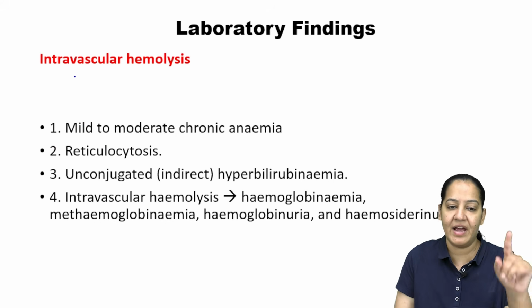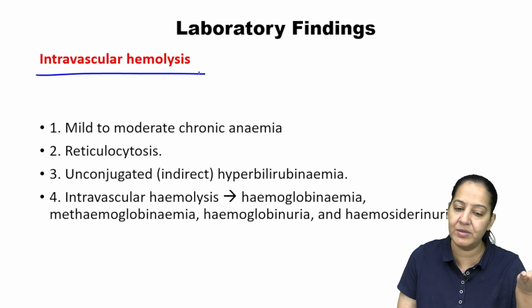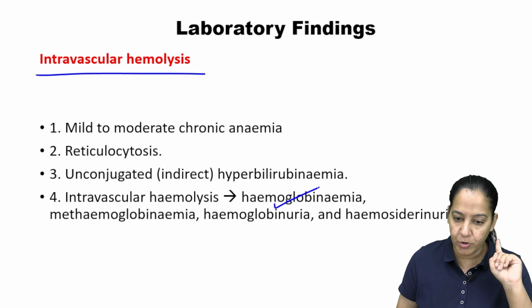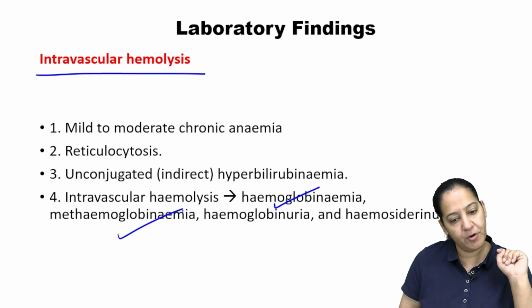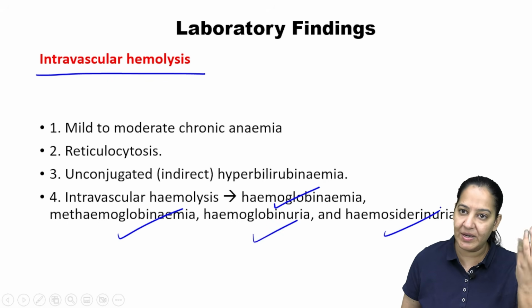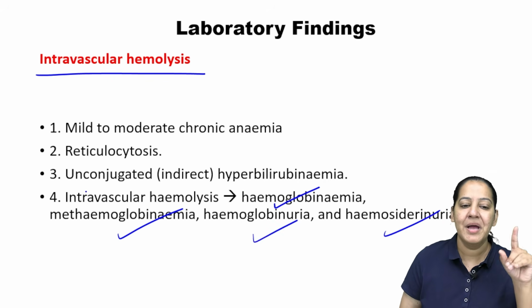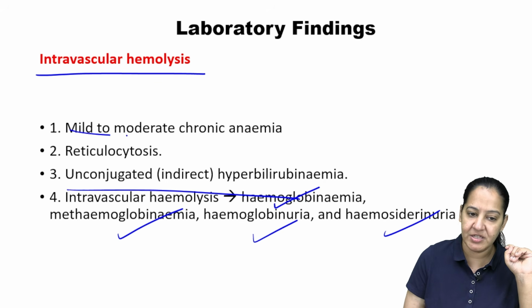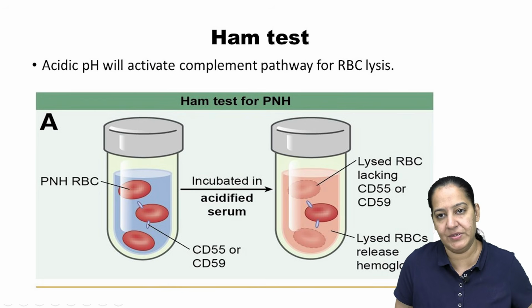Now coming to the lab findings, I told you all these things are because of intravascular hemolysis that will be seen here. So the patient has hemoglobinemia, hemoglobinuria, methemoglobinemia, hemosiderinuria. Everything is released in the blood and goes in the urine, right? The patient has mild jaundice, mild anemia, and reticulocytosis.